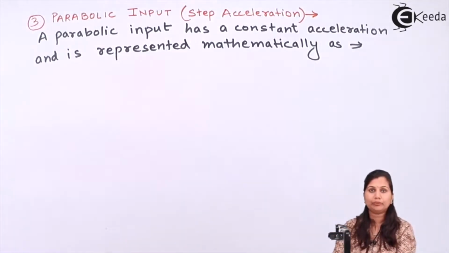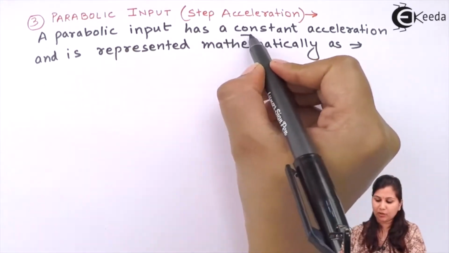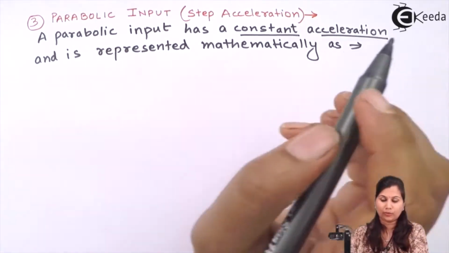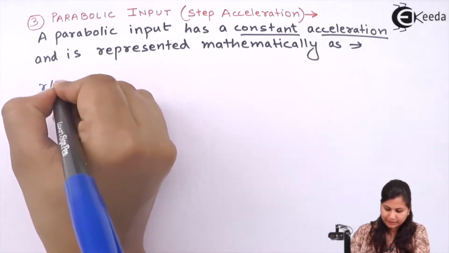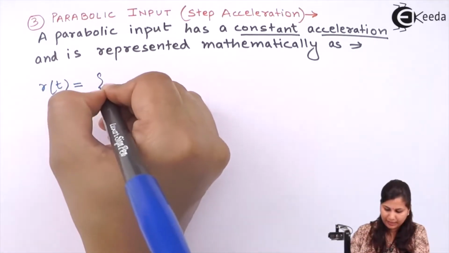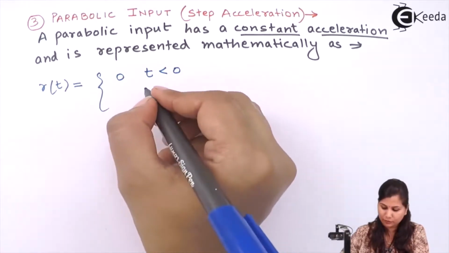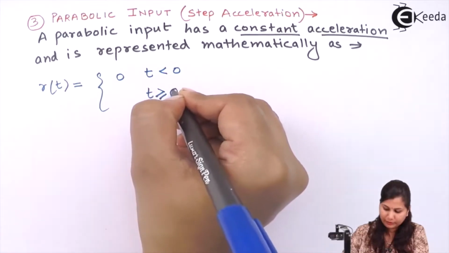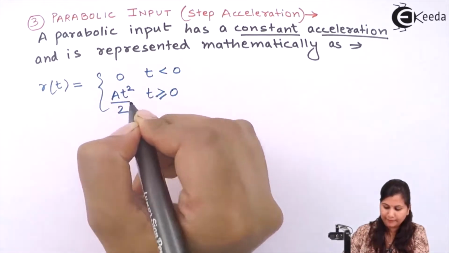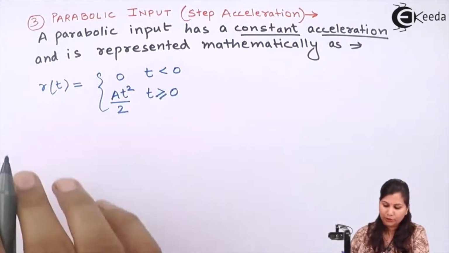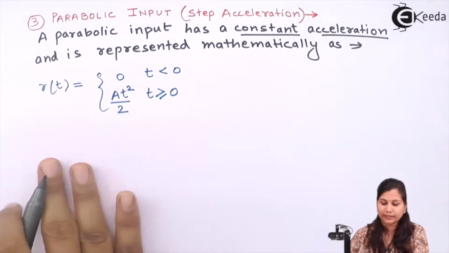So the ramp input has constant velocity. The parabolic input has constant acceleration. How can we mathematically represent it? We have the signal r(t). It is given as 0 for t less than 0, and for t greater than or equal to 0, it is given by a t square by 2. So this is the mathematical representation of the parabolic input.